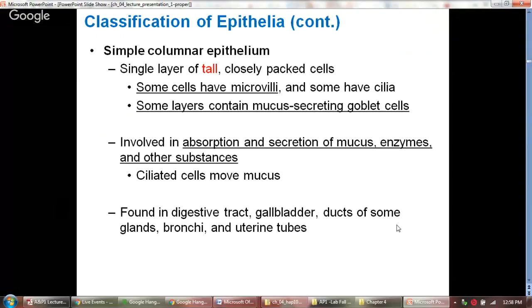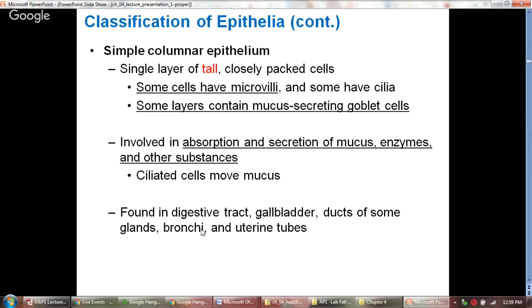As I mentioned before, the simple columnar is mainly found in the digestive tract epithelia, the gallbladder, ducts of some of the glands, the respiratory tract, the bronchi, as well as in the reproductive system, the uterine tubes. So think about the functional relationship. In the bronchi, you need to sweep the debris that you get from the air out of your airway, so the cilia and the microvilli have a function for that. The uterine tubes have to sweep the ovum, the egg, towards the uterine cavity.